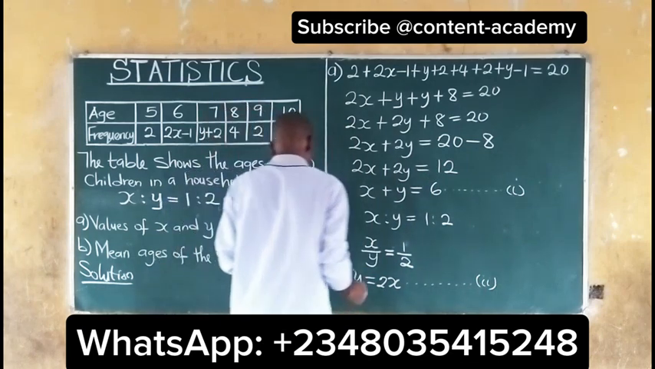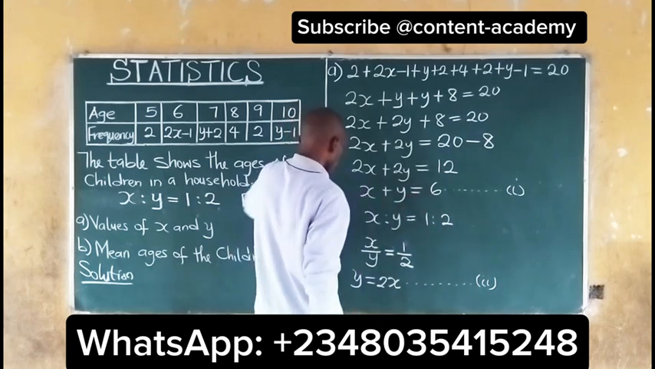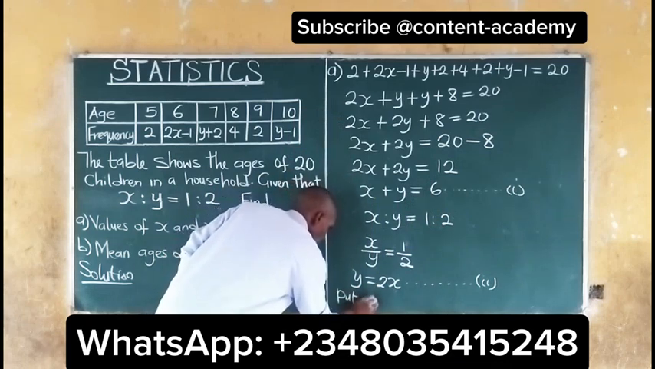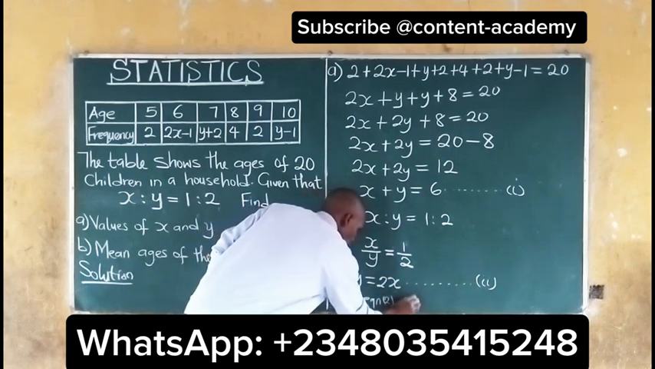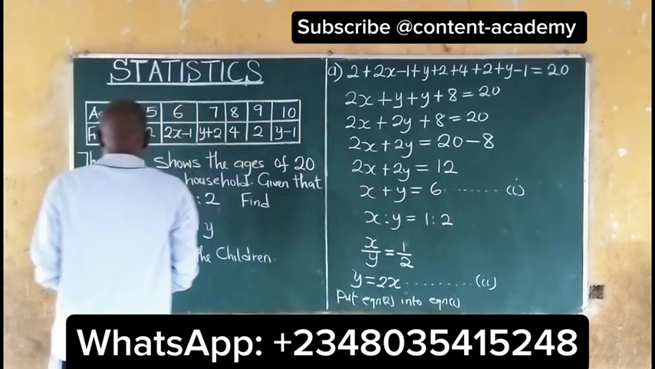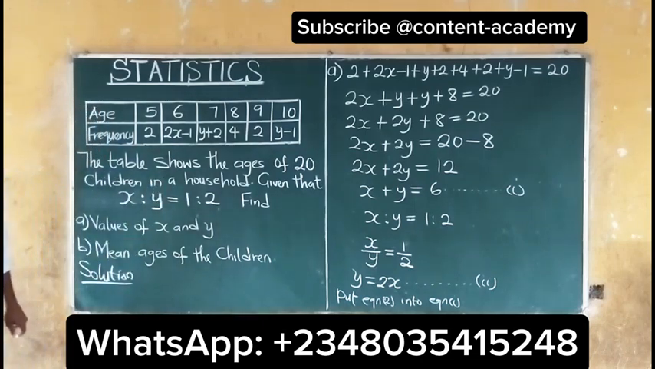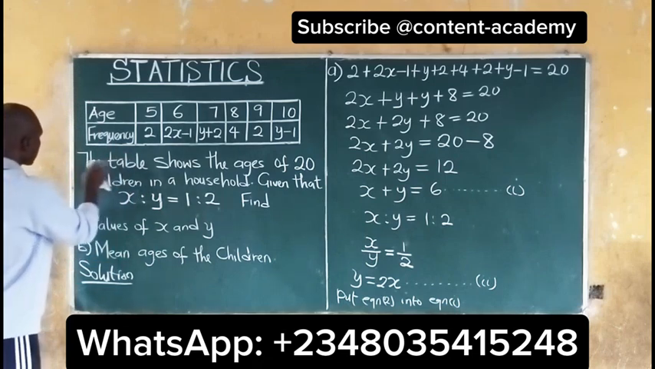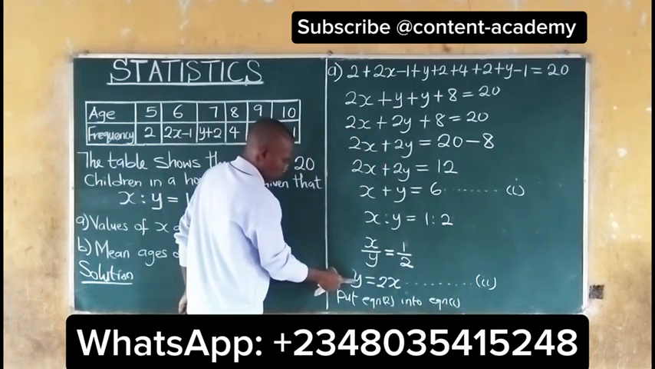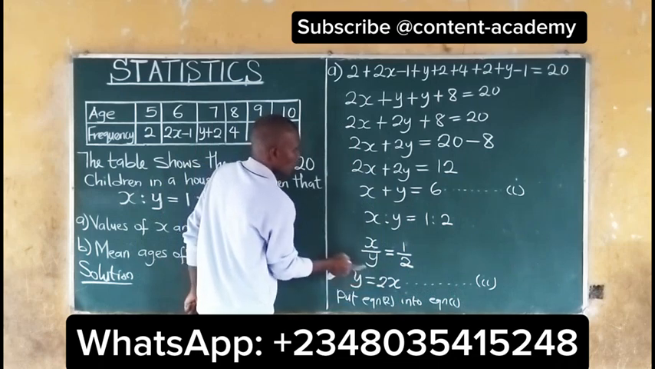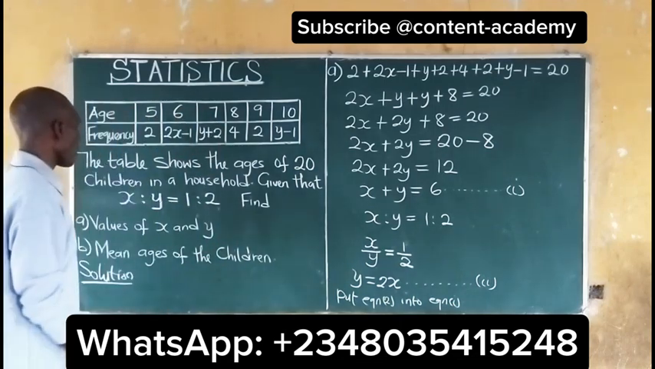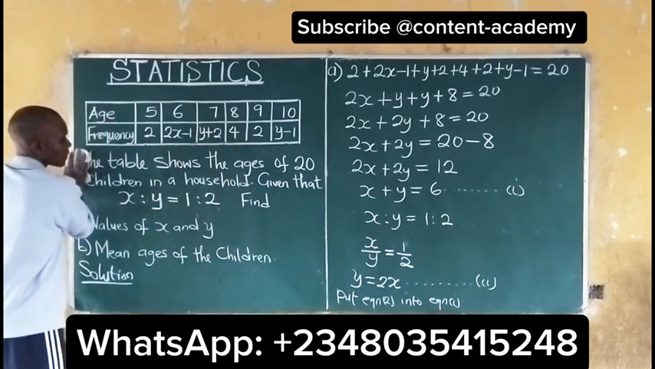So the next thing to do is just to put equation 2 into equation 1. That means anywhere we see y, we put 2x. We are putting it into equation 1, so we can get the values for x and y. We have to delete this part of the board.